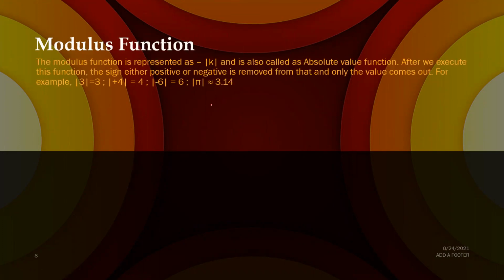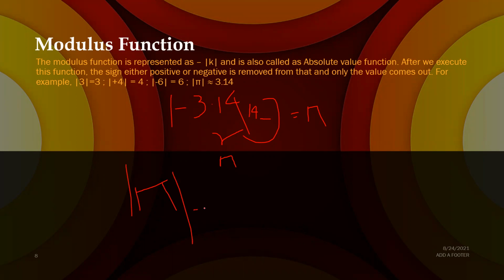So the modulus function is, what should I say? It takes away all the negativity. So basically, if you have a negative number, let's say minus 3.148, whatever, so we have minus pi here. It will return the positive value. It will remove the negative sign and you will get pi. And mod of pi is also pi. So it's very simple.